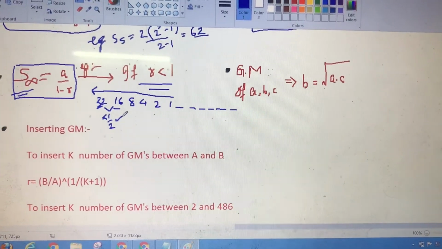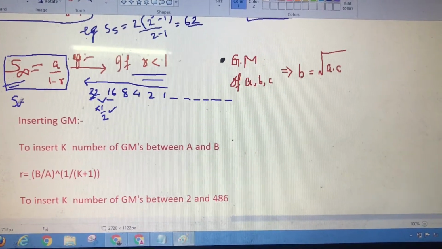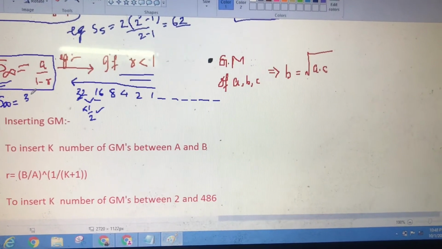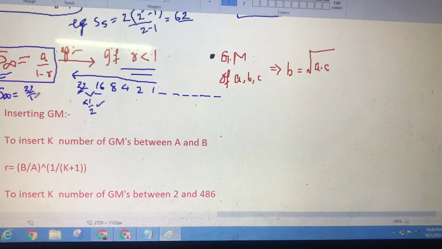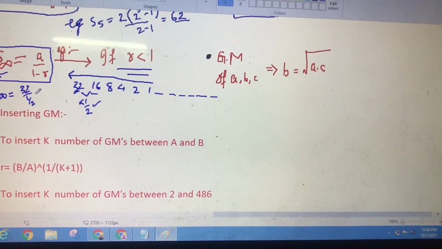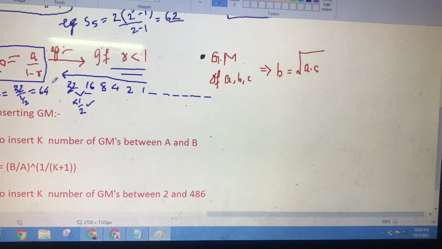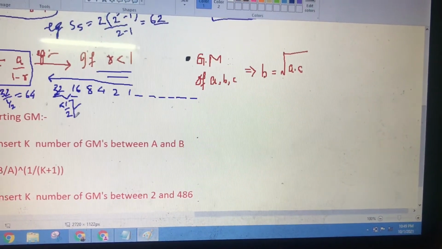Right? Now in this case, the sum of infinite terms for this series is equal to, what is the first term? First term is 32 divided by 1 minus r. 1 minus r is 1 minus 1 by 2, which is 1 by 2. So this is equal to 64. 64 is the sum of infinite terms for the series starting with 32 and having common ratio less than 1, which is 1 by 2.